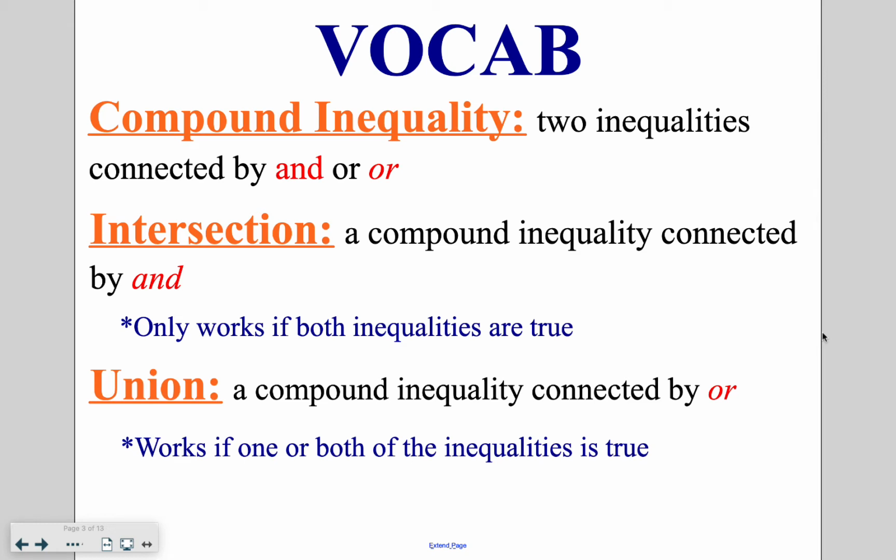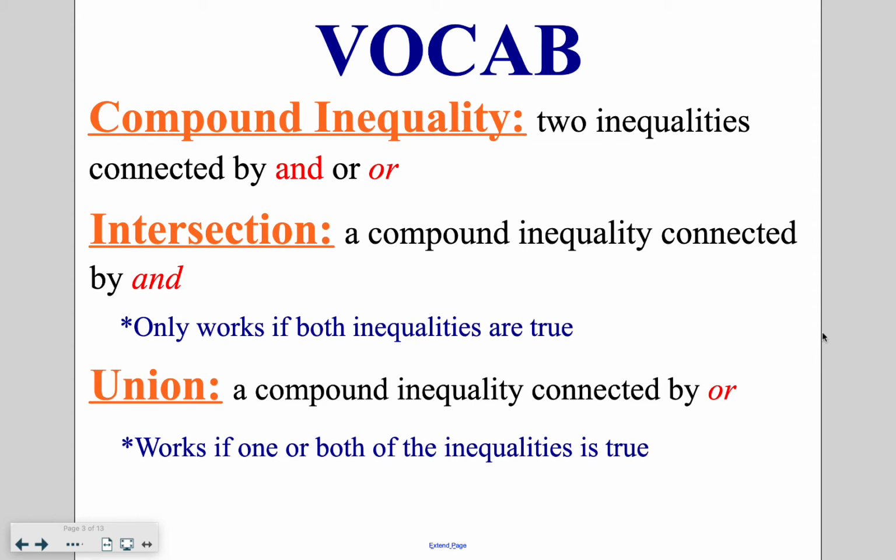A compound inequality is two inequalities connected by the word "and" or "or". If it is the first scenario, "and", it's called an intersection. The statement is only true if both of the inequalities are true statements. So the answers have to work for both parts.